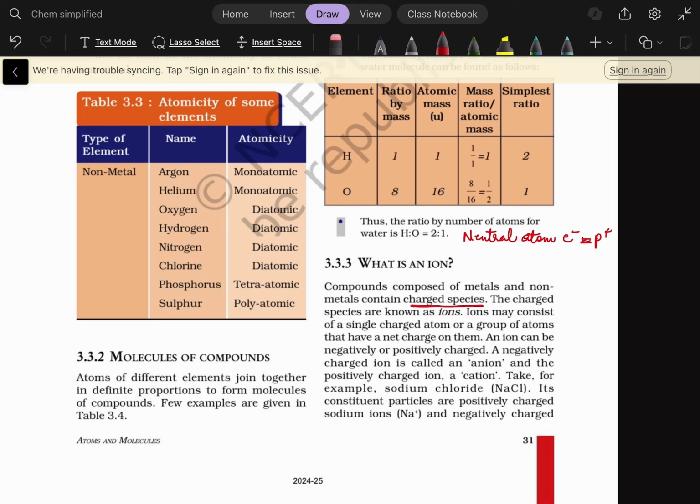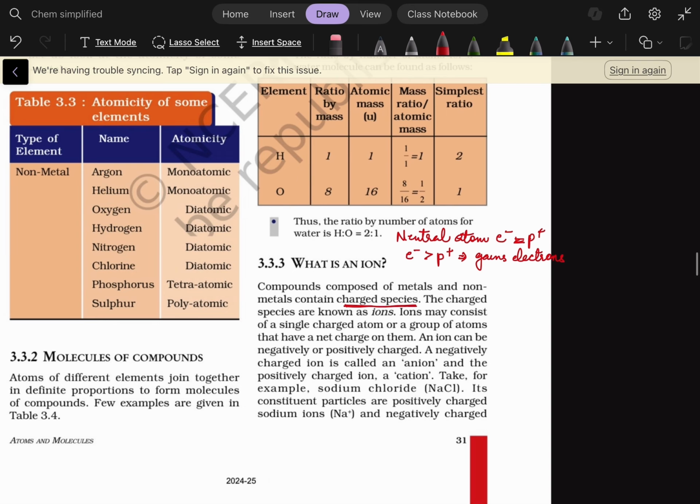charge on it. But if the number of electrons becomes more than the number of protons, this situation arises when a particular atom gains electrons. So during this situation, when the number of electrons becomes more than the number of protons, overall negative charge is acquired by the atom. Now this atom which has acquired a charge becomes an ion, and this negatively charged ion is known as an anion.